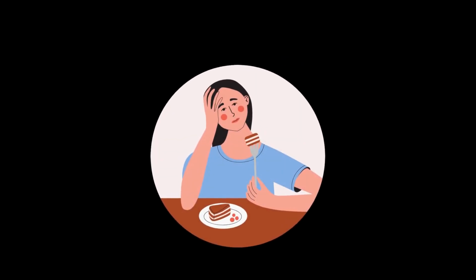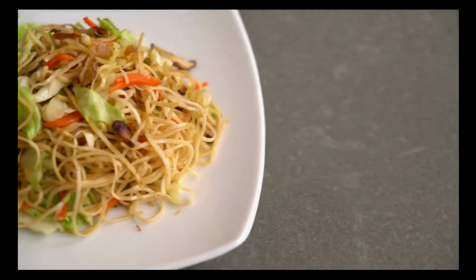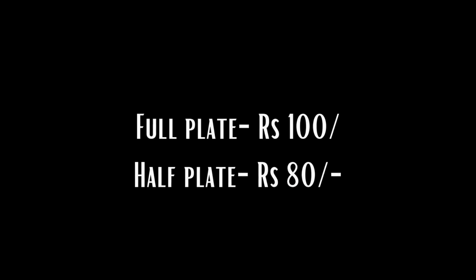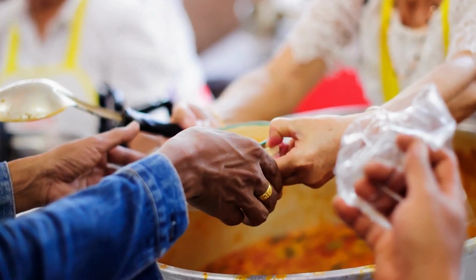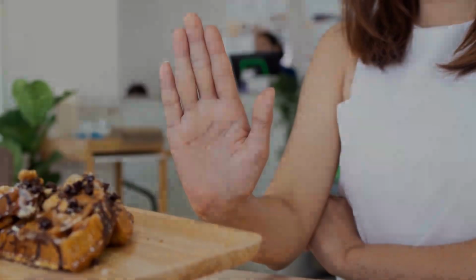So once I was in town and I wasn't even hungry, but after getting to a restaurant, I looked at the menu and like every Naga saw the noodles or jiao. Full plate was rupees 100 and half plate was 80 rupees, so I thought it's just a 20 rupees difference. So I ended up getting the full plate even though I couldn't finish it.